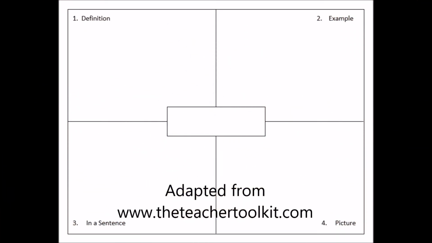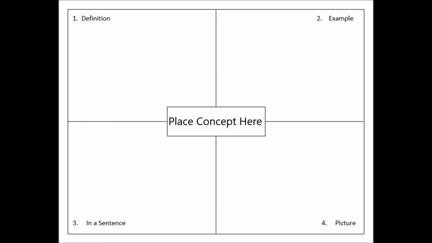How it works is you as the teacher will place a concept in the middle box of the diagram. Then your students are responsible for filling out the other 4 boxes. The boxes will be labeled by you, the teacher, to provide direction for what the students should place in the boxes.